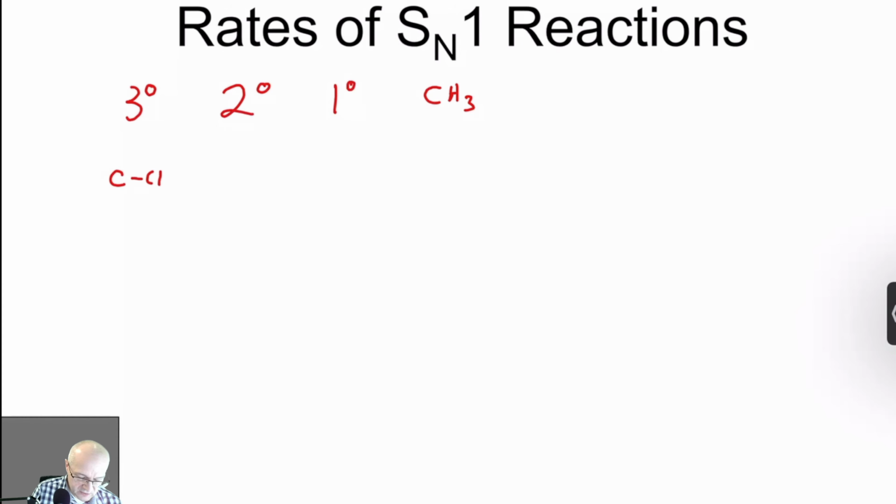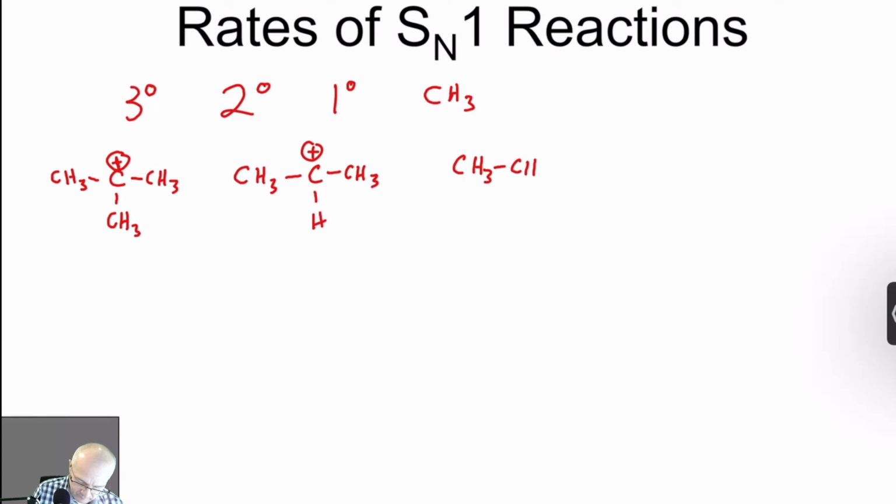So let's just draw this out. And secondary. And then primary. Should be cation, not anion. And then methyl. So this is the order of stability.